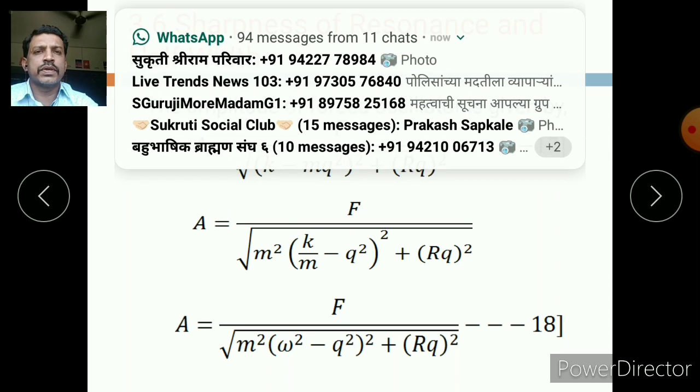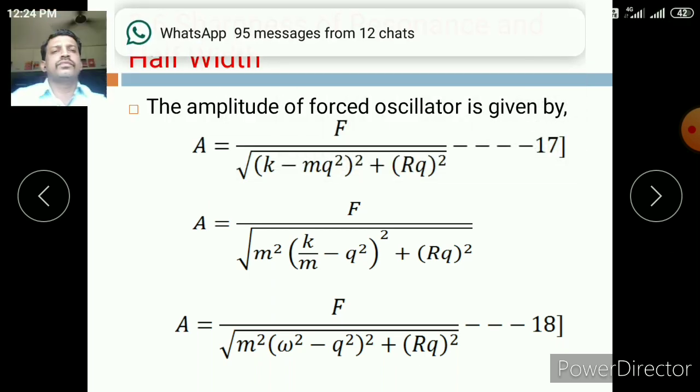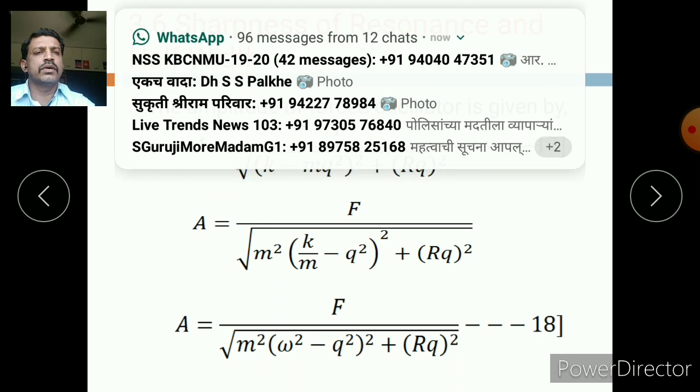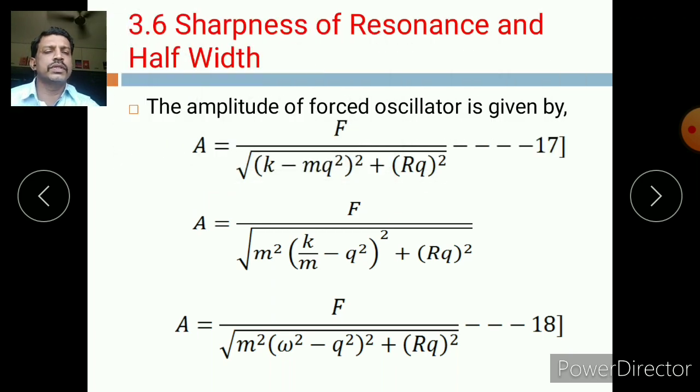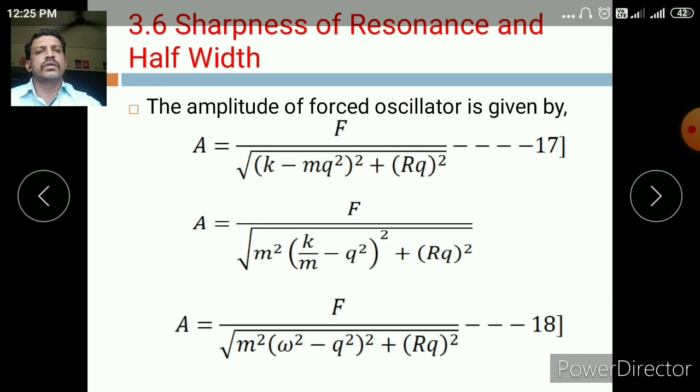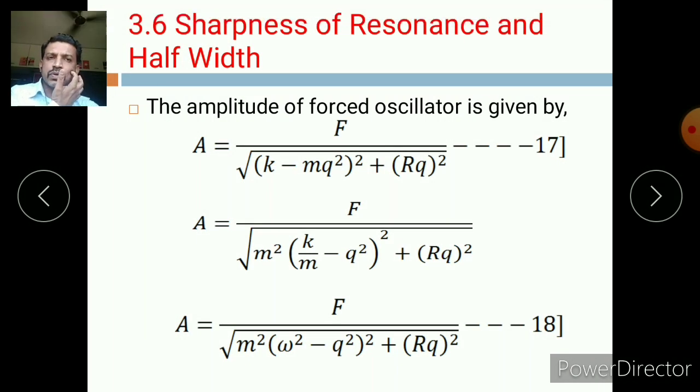So this equation, here we say amplitude of forced oscillation. So A equals F upon under root, we just keep the value. A equals F upon under root. Now here we simplify. How we simplify? First we take m common.